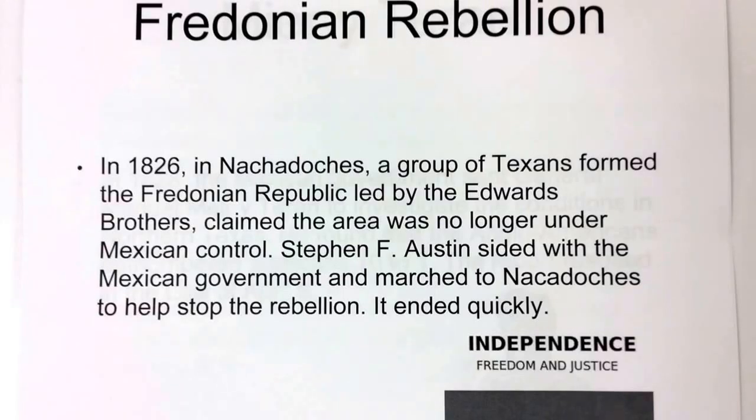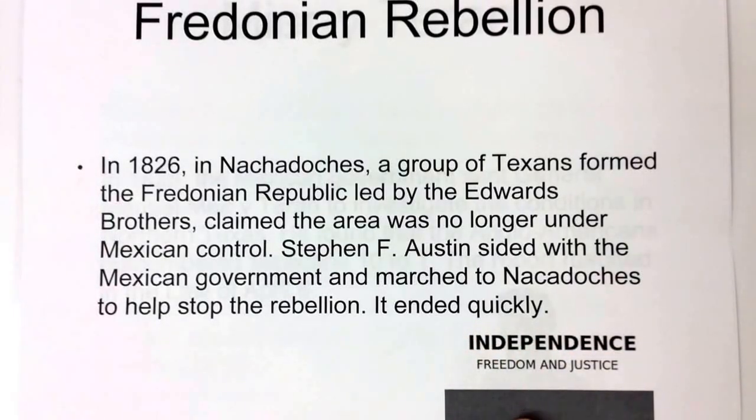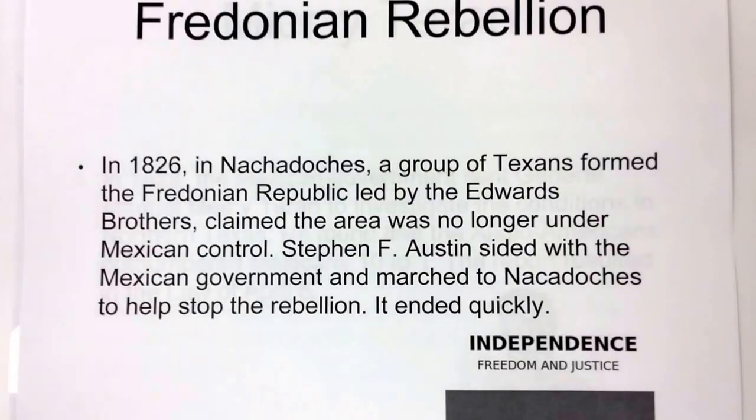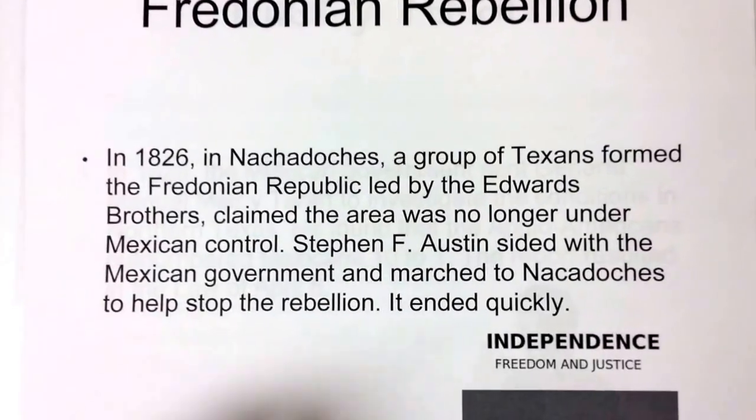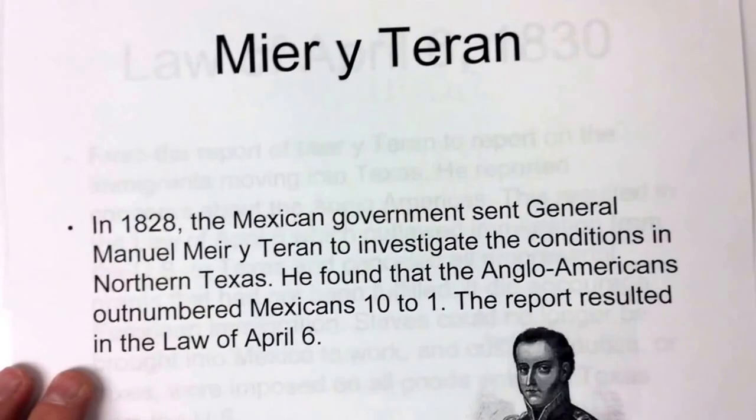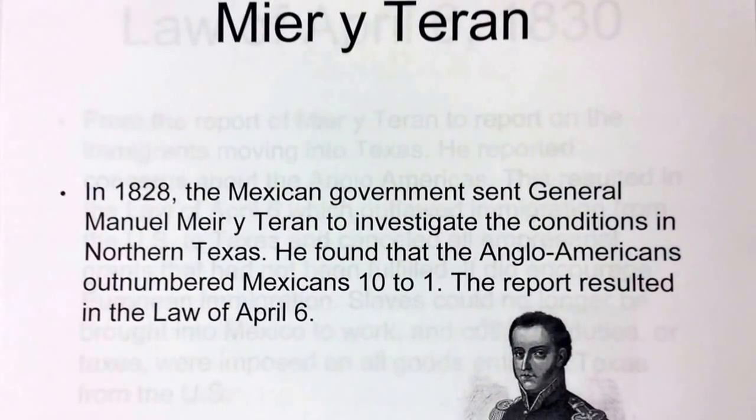It ended pretty quickly. This is the Fredonian flag down here. It said independence, freedom, and justice at the top on a white block, and then a red block. Sorry, the black and white copy came out. But Nacogdoches is always going to be a hotbed because they're just so far away from Mexico that it's easy for them to start problems, and it's going to take so long for the government to react. So the Fredonian government started up, it failed, but it showed that they were moving closer and closer to Texans wanting their independence.